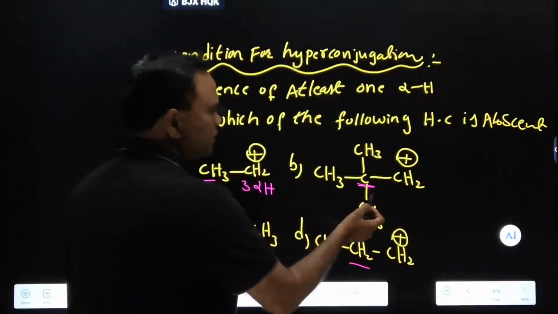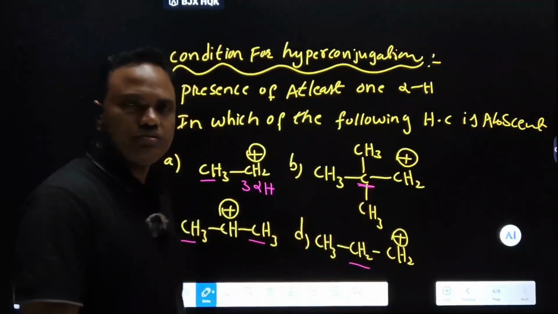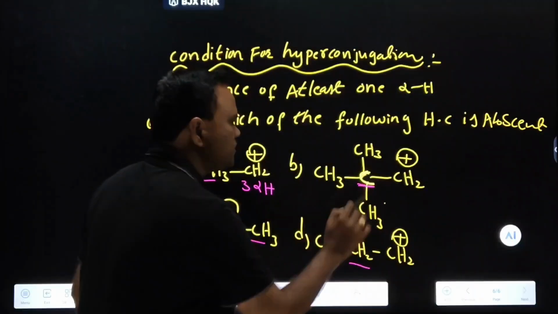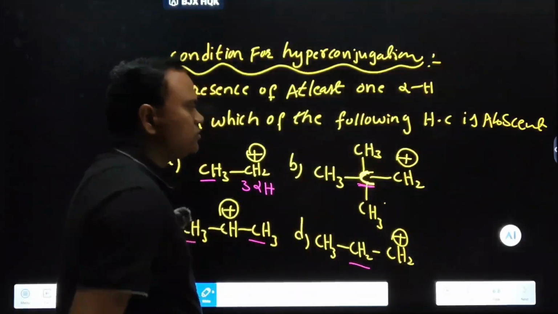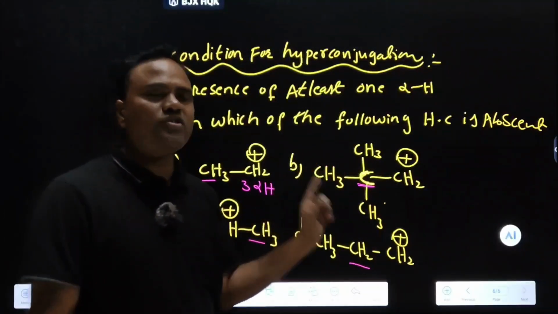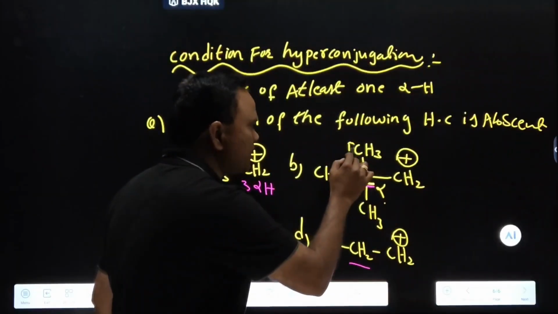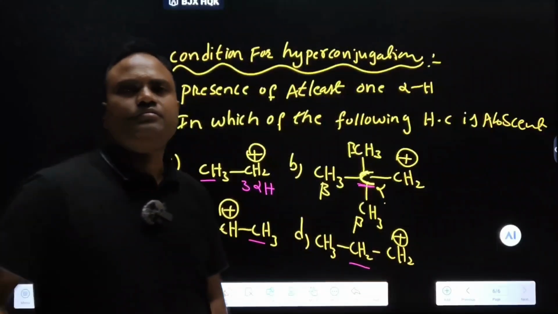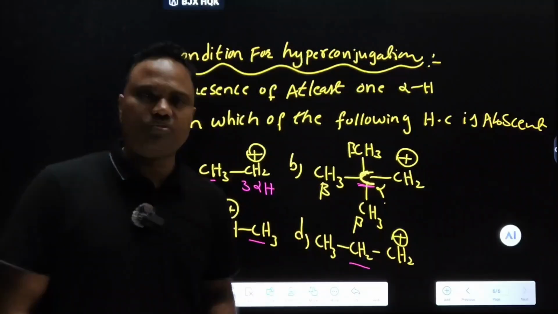Okay, right. Next, here, this is the alpha carbon, but is there any hydrogen on this carbon? Is it having any hydrogen? No. So hyperconjugation is not present in this. The hydrogens are not present on the alpha position; they are present on the beta. This is alpha, on the next carbon beta. This is alpha, on the next carbon beta. This is alpha, on the next carbon beta. Clear? On the alpha carbon, hydrogens are not present. That's why hyperconjugation is absent there.